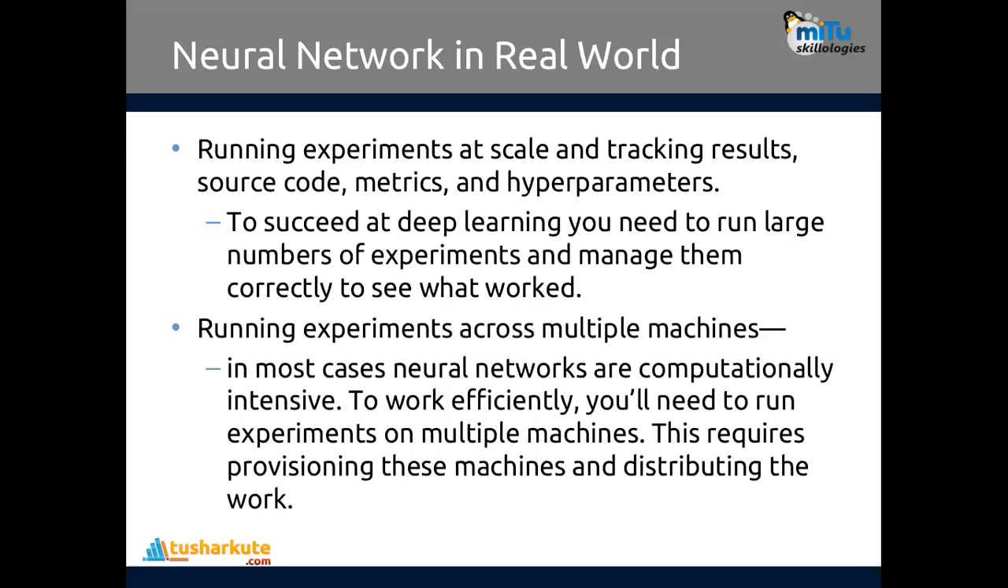Running experiments across multiple machines. As you can see, distributed architecture can also be used. Even in machine learning, distributed architecture can commonly be used to run your system across multiple machines. In most cases, neural networks are computationally intensive. To work efficiently, you will need to run experiments on multiple machines. This requires provisioning these machines and distributing the work. So it's about platform independence actually, but is it working on all kinds of machines? How much performance is it giving there?